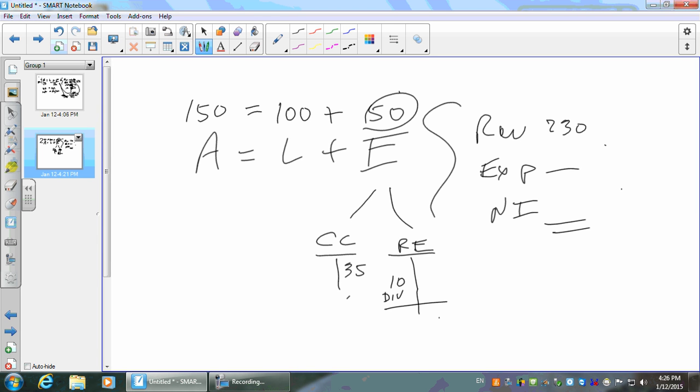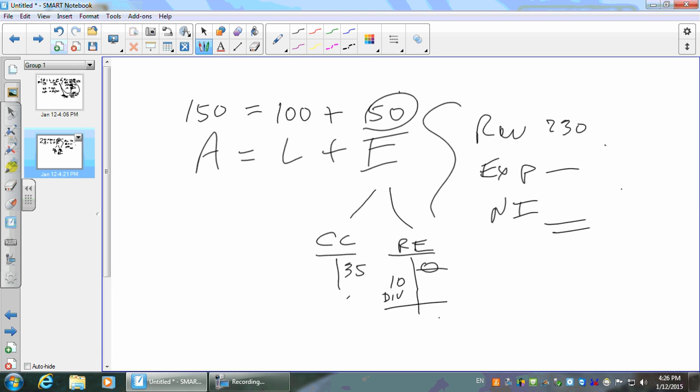Can anybody tell me what the beginning balance was in every single account, seeing as they just started these businesses? It's their first year of operations. What was the beginning balance in every single account? 0. So what's beginning retained earnings, everybody? 0. That's going to be really handy, isn't it?